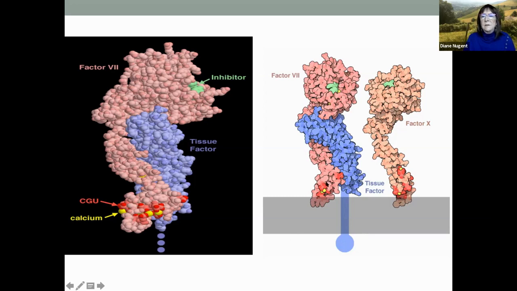Very, very important, and you can see them again. Here's factor X. It also has vitamin K sensitive sites where the binding of calcium is really important for the protein to be functional.